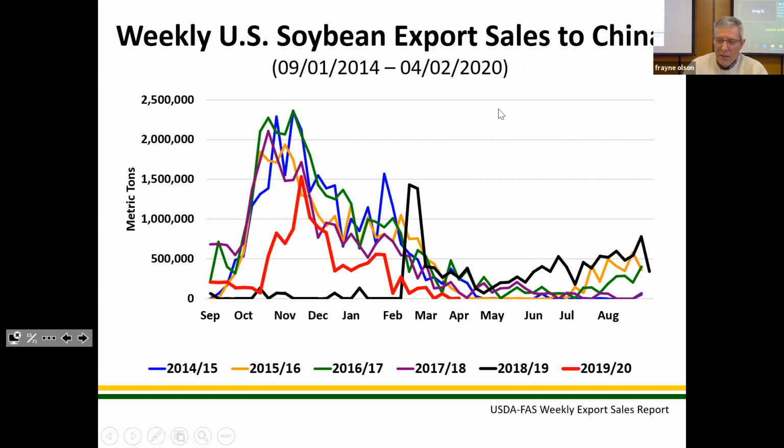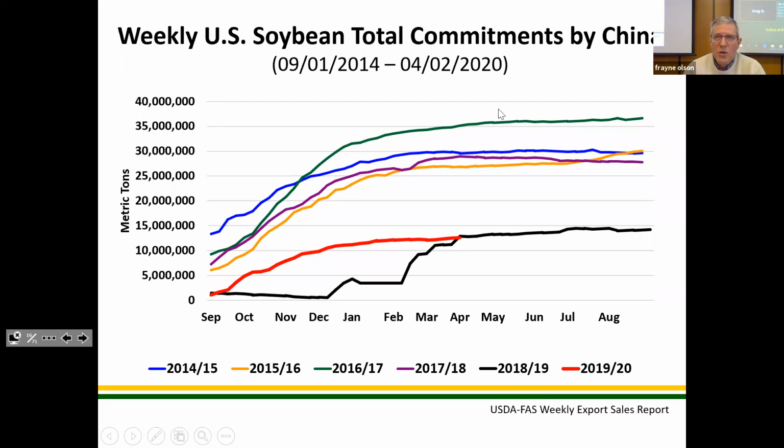So this is Chinese purchases again, but it's represented differently. This is cumulative export sales, so every time that China buys something from us, we add it to the pile. The reason I wanted to throw this in here is that if you look at the total quantity China has purchased this year, the red line, it's almost identical to the total quantity they purchased last year in 2018-19.